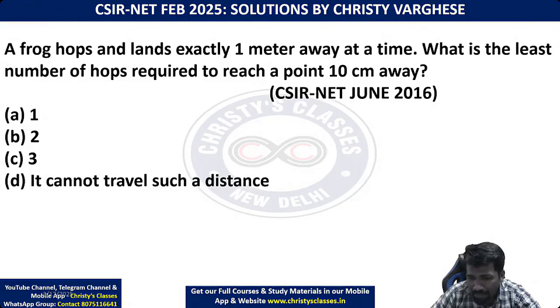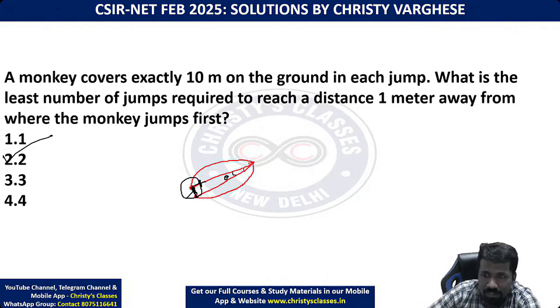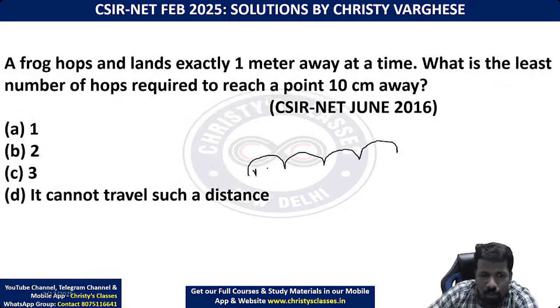No, not like that, Shashigala. Listen. Look at this. A frog hops. Hops means jumps itself, just like the monkey in the 2025 question. So the frog jumps and lands exactly 1 meter away. What is the least number of hops required to reach a point 10 centimeters away? 1 meter means 100 centimeters. That means every jump is 100 centimeters, and we have to reach 10 centimeters. Compare it with the previous question. Every jump is 10 meters, and we have to reach 1 meter. So in both cases it is 1/10 of the original distance.